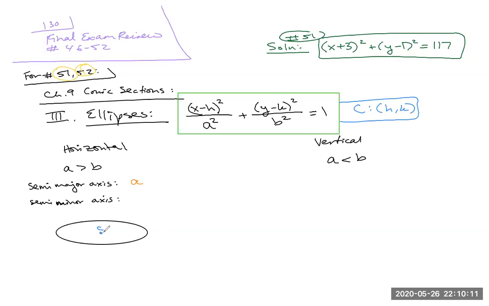And that's going to be this length. So the entire length of the ellipse is actually 2A. And then the semi-minor axis would be B. So this length from the center up would be B, and from the center down would be length B.